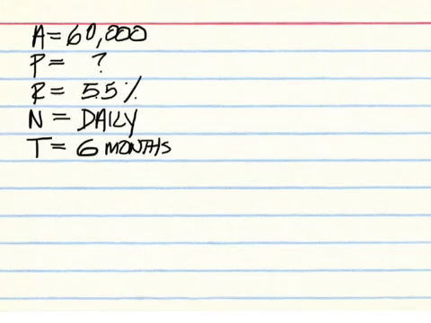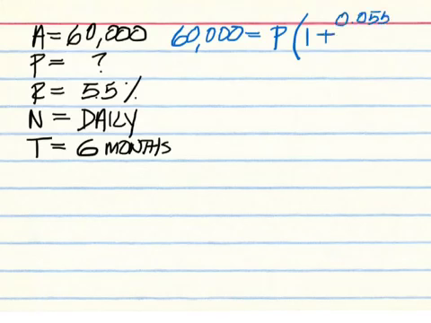A couple of things to look at in this case when you're setting up the problem. First, we'll start with 60,000 and actually put 4 zeros to represent 60,000. And then set that equal to P, which we don't know. And then 1 plus 0.055 over, and it's compounded daily. So if it's compounded daily, what is that for 1 year's time?